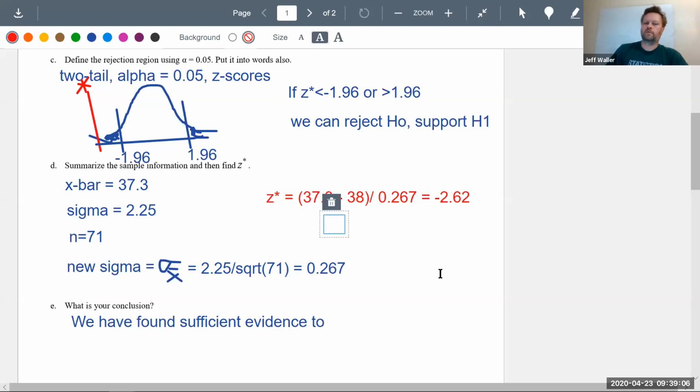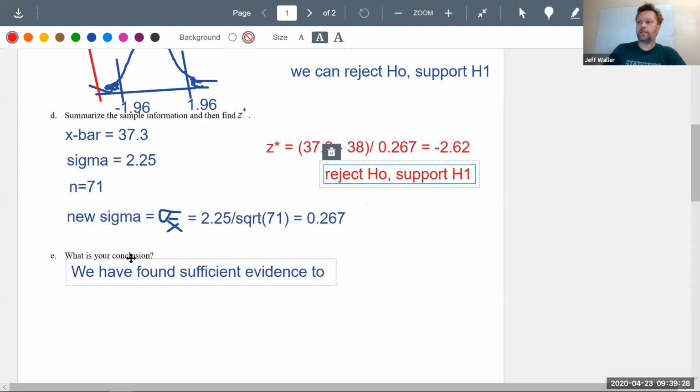Okay. Right here, I can say I can reject the null. Why? Because look at what I wrote in English up here. Look at this statement right there. If Z star is less than negative 1.96 or this, we can do these two things. So I can reject the null. I can support the H1.